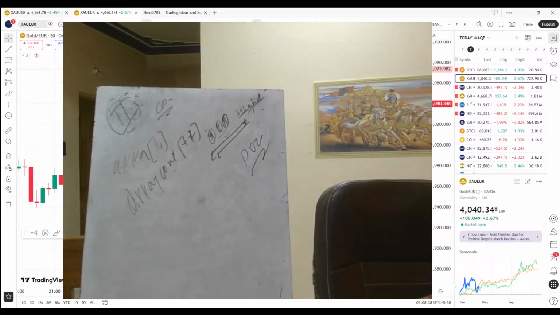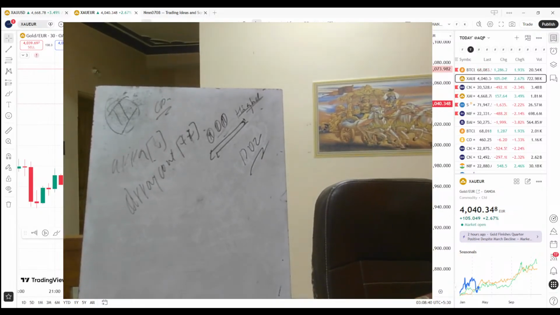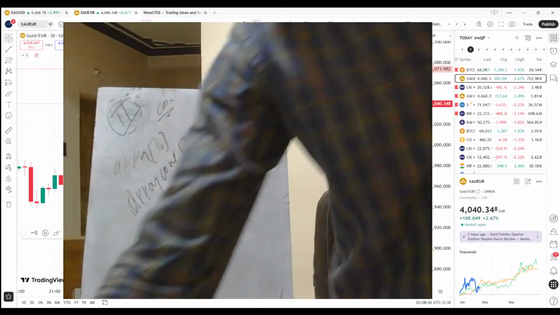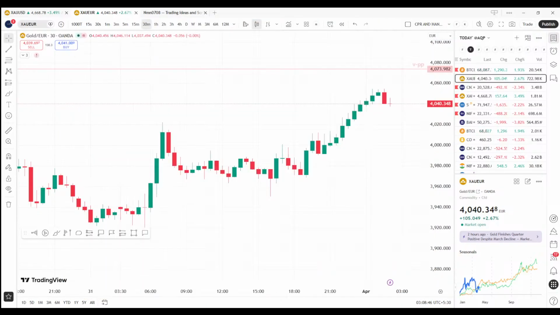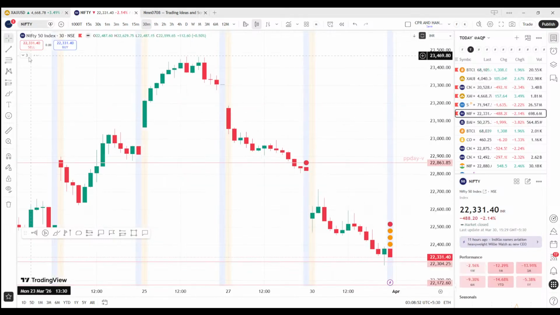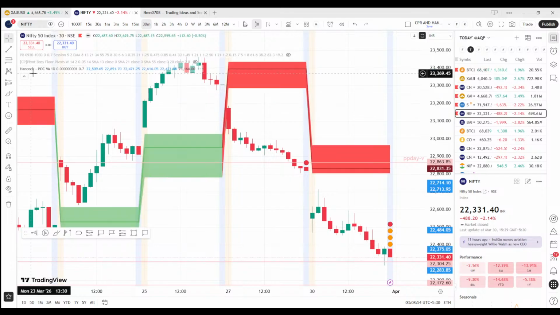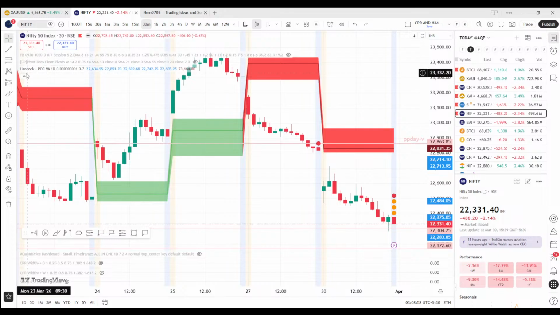So basically, we have discussed many things. So now the time is to show you how it looks on the chart and everything. So basically, you can come here and on TradingView you can apply this indicator, Hancock Volume Profile. So basically, here you go.